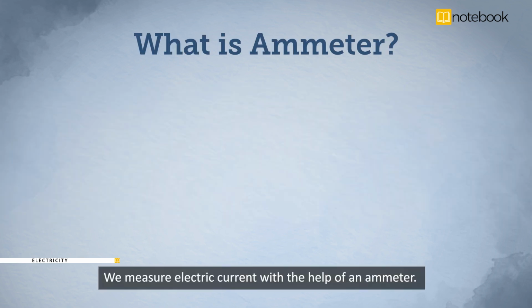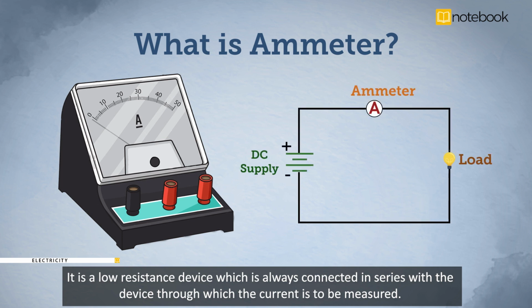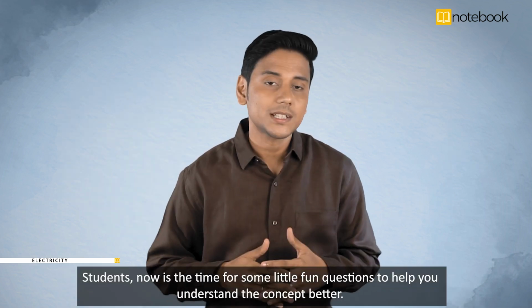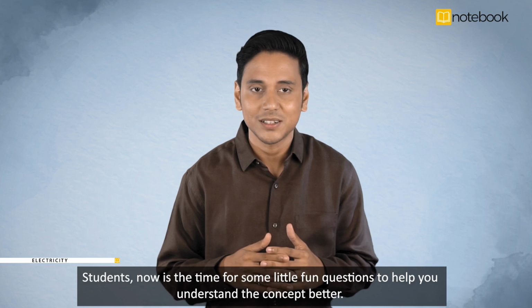We measure electric current with the help of an ammeter. It is a low resistance device which is always connected in series with the device through which the current is to be measured. Students, now is the time for some little fun questions to help you understand the concept better.